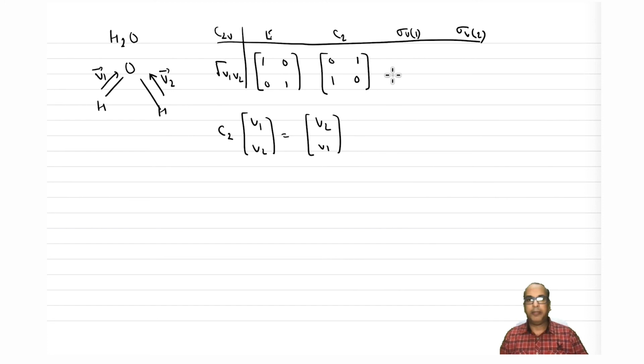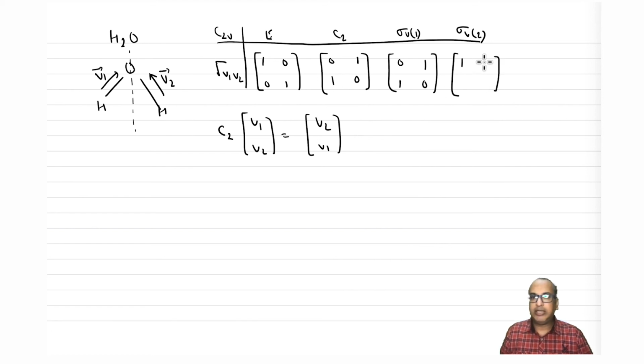Simple to write. Now let's say for sigma V1, the plane which is reflecting V1 and V2. So again V1 will be reflecting to V2, so we will have 0 1 1 0. V1 will be replaced with V2 and V2 will be replaced with V1. Now sigma V2 is the plane where all three atoms lie, so the vectors will not move. Basically it will be like identity here, so we can say 1 0 0 1, right?